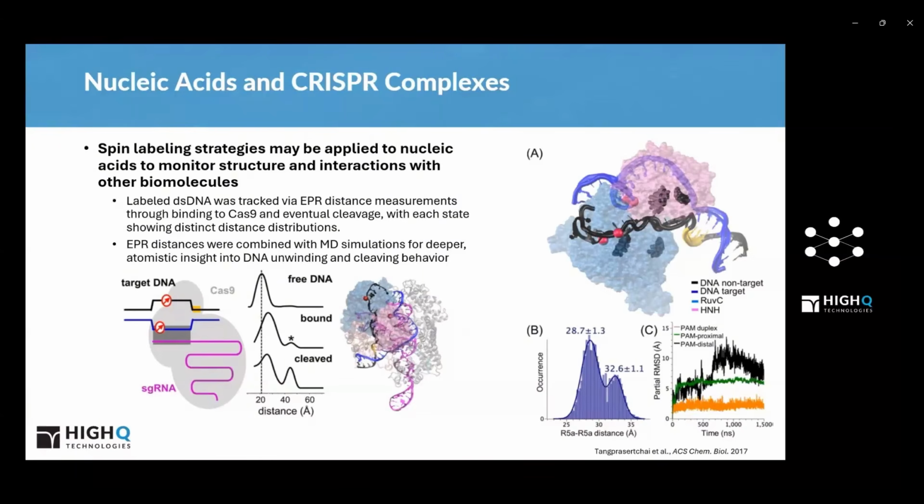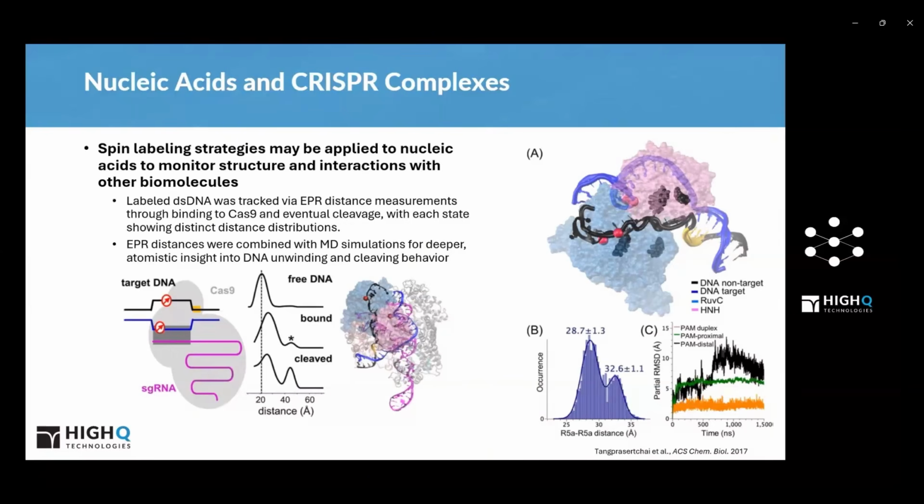So when they duplex, there's two labels, and they could use EPR distance measurements to track its life cycle through the various states. You can see on the bottom left, from free DNA, just unbound, floating around in solution, to DNA that is then bound to Cas9, and then as that DNA gets cleaved, you can see more shifts in the distance distribution, indicating that we've got the separation of the two strands of the duplex. And so this is a great way that shows how EPR can be used to track nucleic acid mechanisms as they go through the CRISPR process.